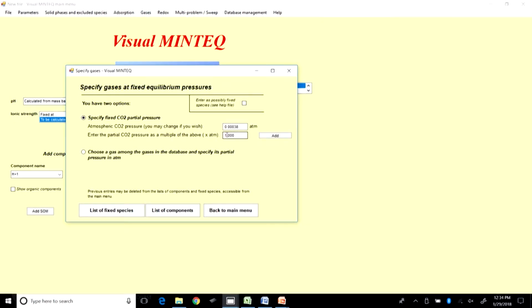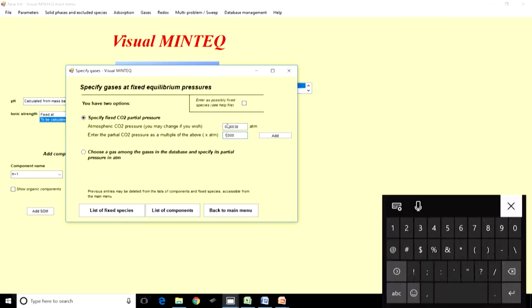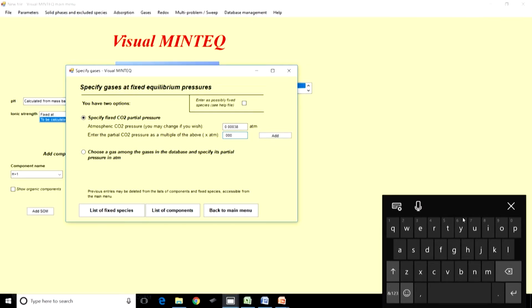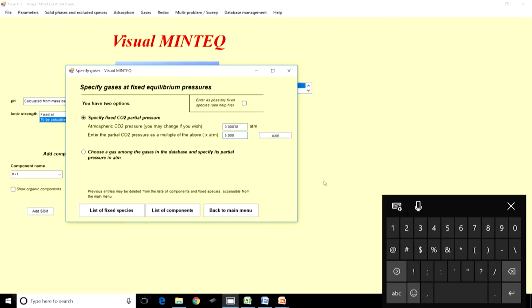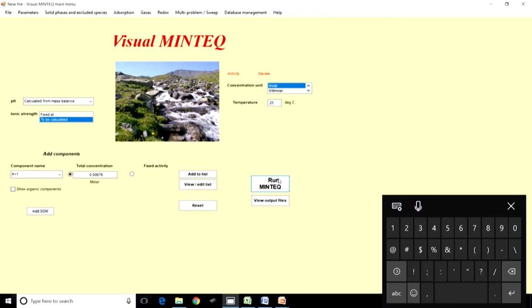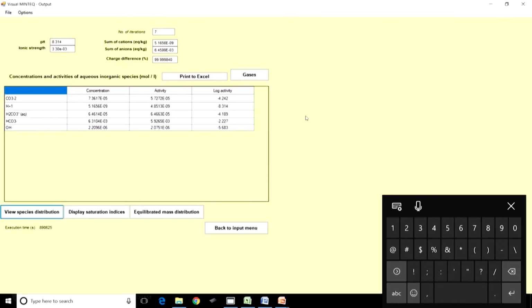So here, let us say instead of 1, I am going to go with 5 for now, a random value, add, and back to the main menu, and again run MINTEQ. And again you see that the pH has fallen, but not to a great extent. It has now fallen to 8.3.